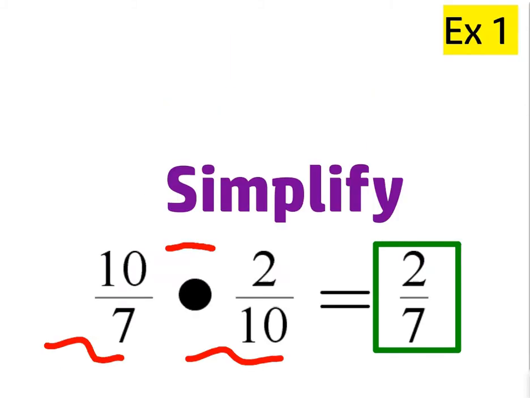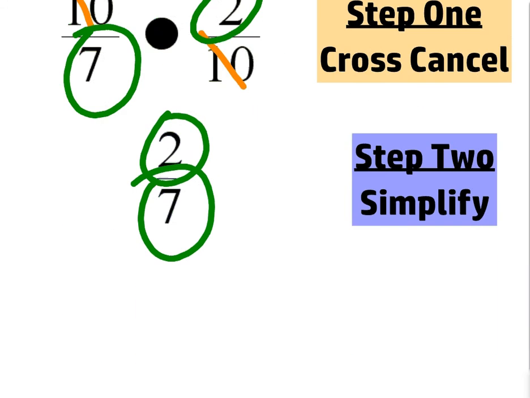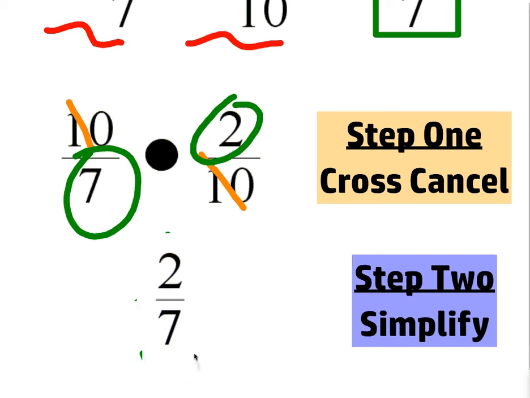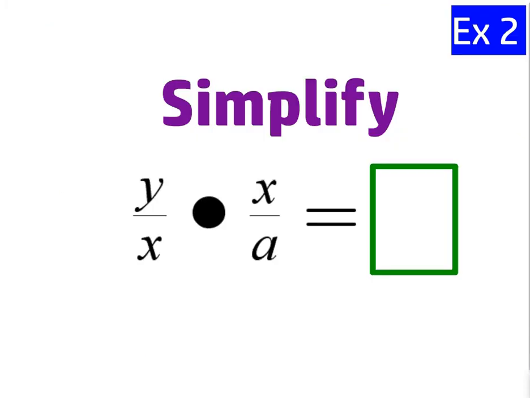And just in case you're wondering why you can just write 2/7: because 10 over 10 is 1, right? And 1 times 2 over 7 just gives you 2 over 7. Therefore, you don't have to write 1 times 2 over 7 every time. You can just write 2/7 when that cancels. So 10 over 10 is 1. 1 times 2 over 7 is 2 over 7. Okay.